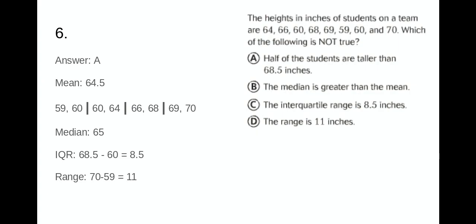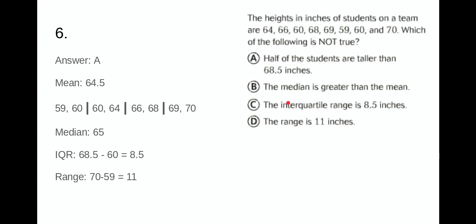Which one is not true? We're trying to establish here, so I guess we know the answer is A. Let's move on to the other ones, why they are not the answer. So the median is greater than the mean. Well, your median here is going to be 65, and it actually is greater than the mean, 64.5. So that is true. So because that's true, B is not your answer.